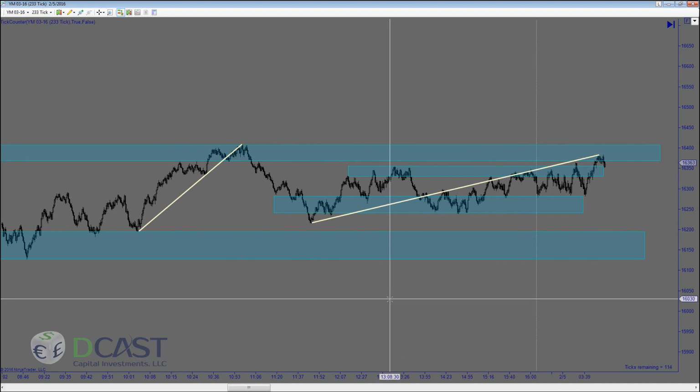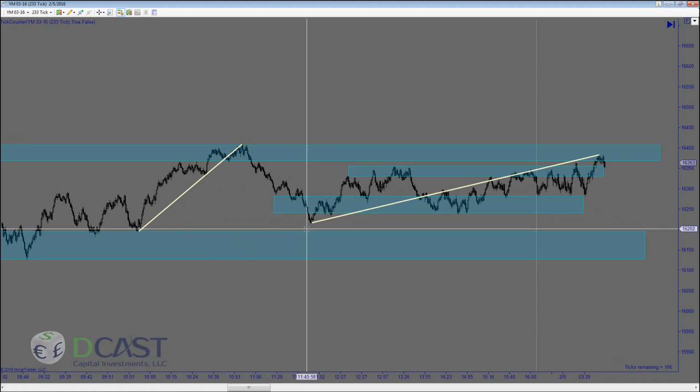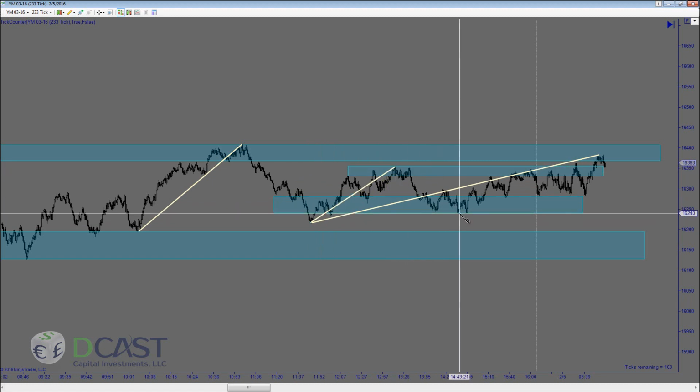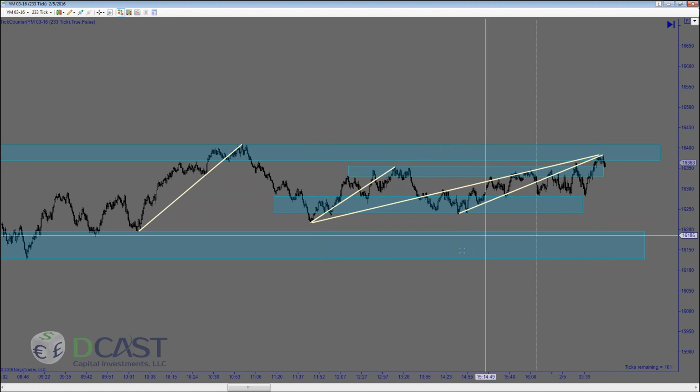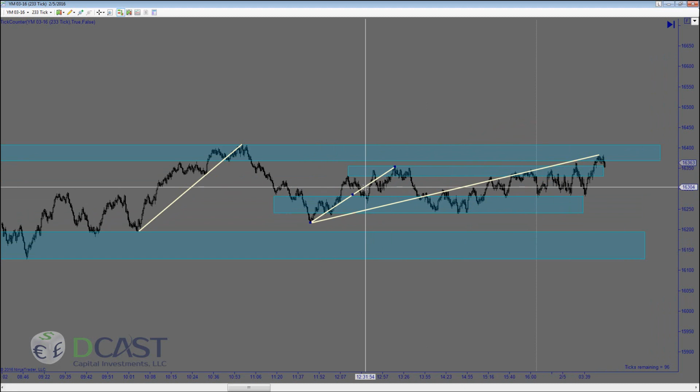Completely flat and unable to really get up there. Okay, look at the momentum that we had in the shorter term stuff. This is the highest point. This is the lowest point to the highest point. Not much better.